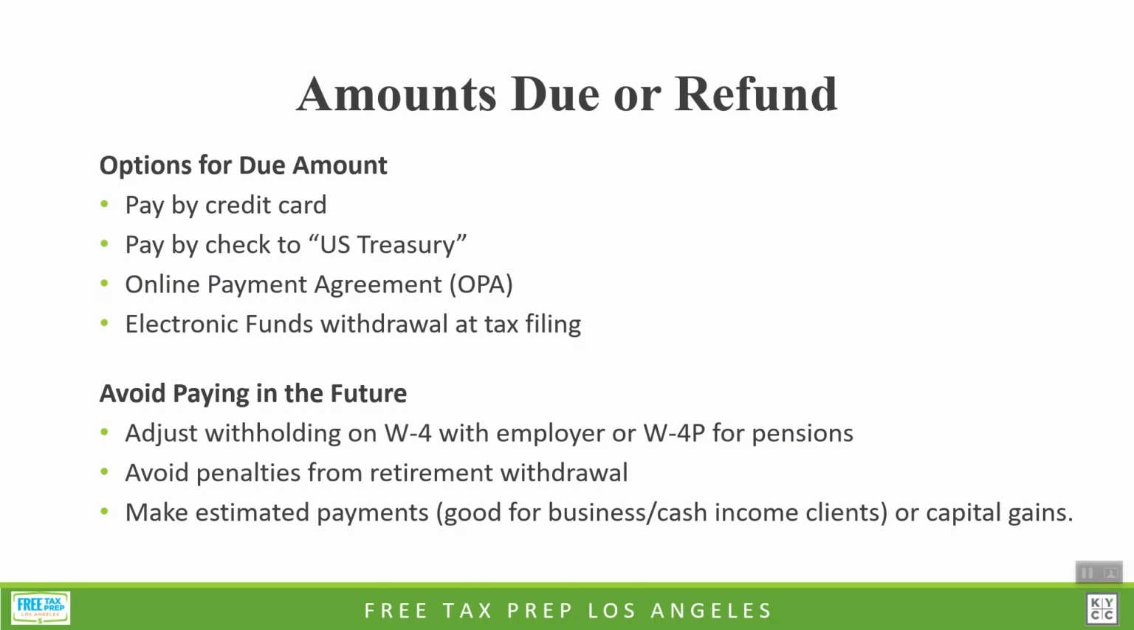Usually, in order to avoid owing in the future, if they are an employee or receiving a pension, we recommend that they adjust their withholdings using a Form W-4 for the employer or a Form W-4P for anyone receiving pensions. And another note, try to have them avoid any penalties from retirement withdrawals. And for anyone who has cash income or self-employment income, we would recommend that they make estimated payments throughout the year, or for capital gains.